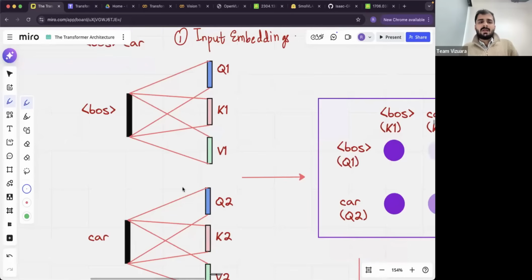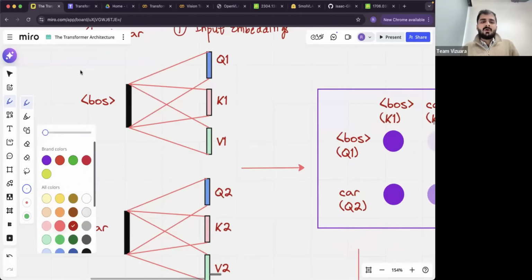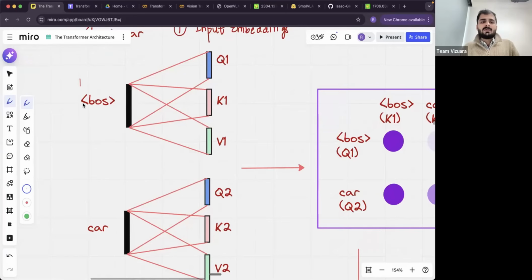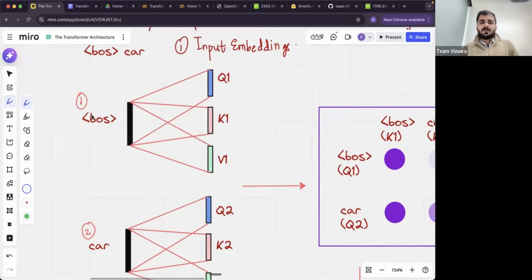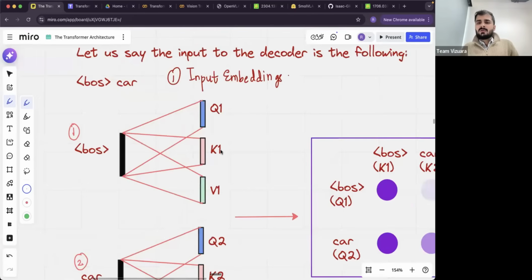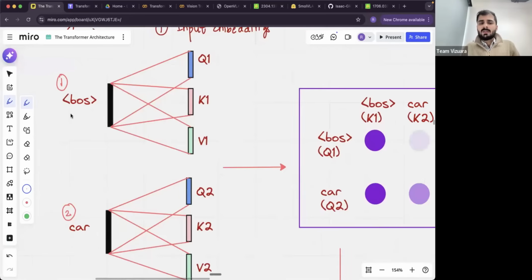Next, what we do is we create queries, keys, and values for all the tokens which are generated at the moment. So at the moment we have BOS and car. So we create the queries, keys, and values for all of them. So here you see the attention matrix is only 2 by 2 because I have only two tokens.